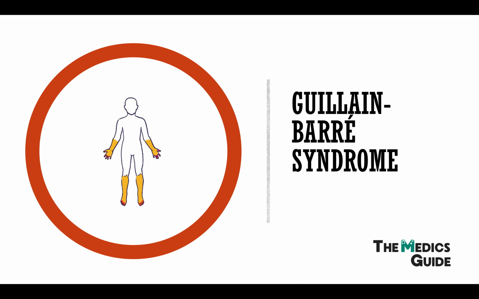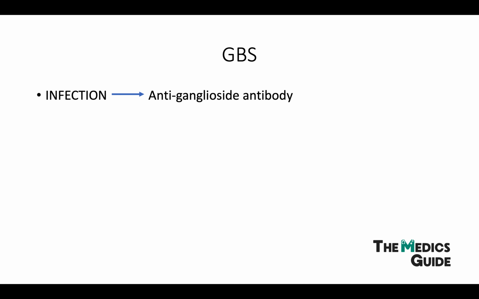Today we're going to cover Guillain-Barré syndrome, so as always grab your pen and paper and let's get started. So GBS describes an immune-mediated demyelination of the peripheral nervous system, where the majority of cases are actually triggered by infections stimulating these anti-ganglioside antibodies, and these antibodies then attack the myelin sheath of the peripheral nerves.